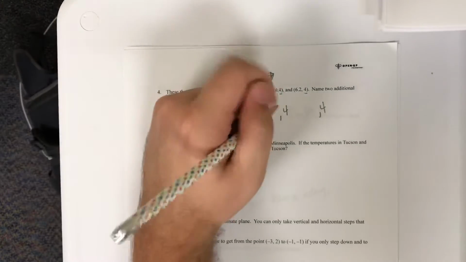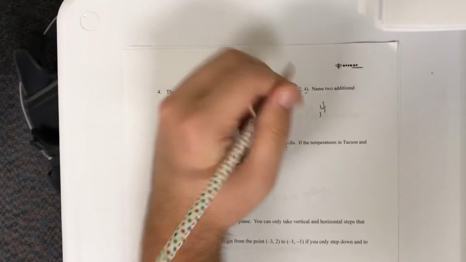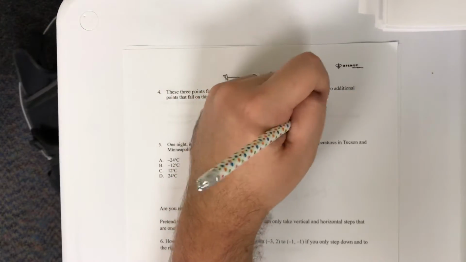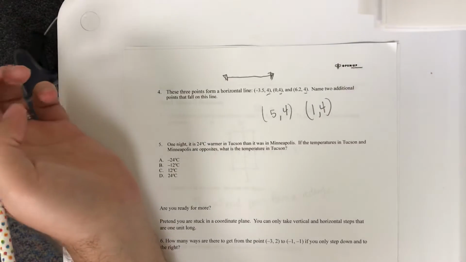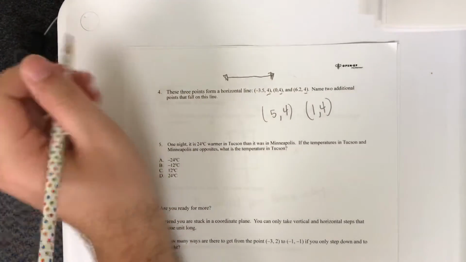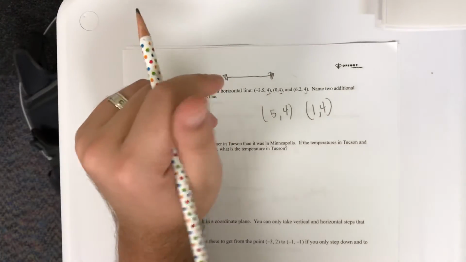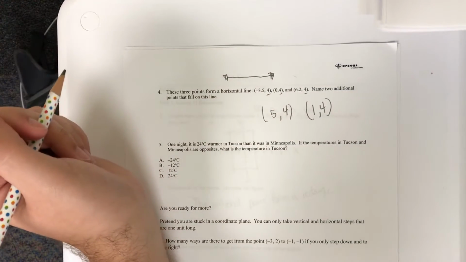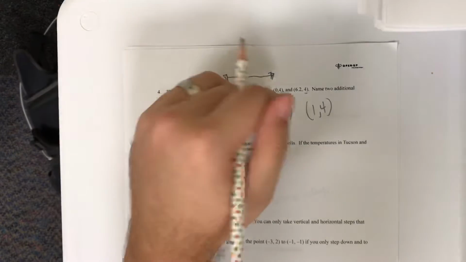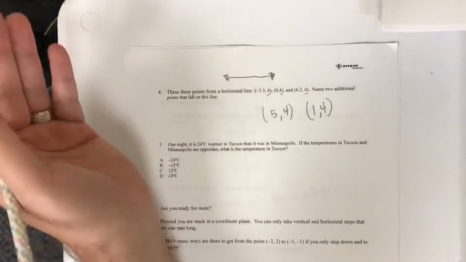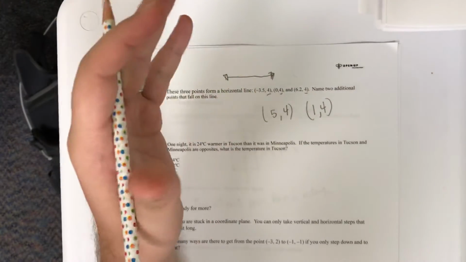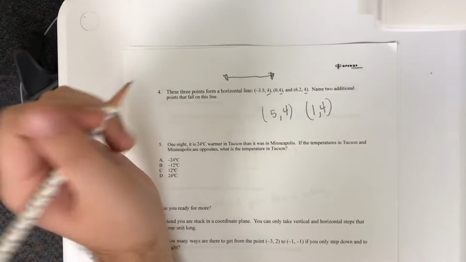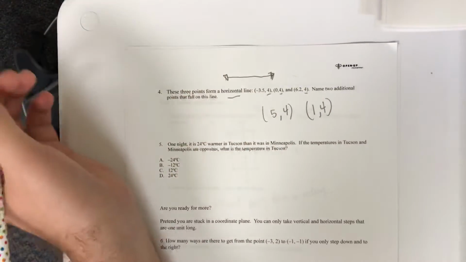So I'm going to give a number like 5, 4, because 5, 4 would still fall on that line. And then I could say 1, 4. Both of those would still fall on that line, because as long as the line is horizontal and it can go on forever, then those points will fall on that line, right? And so that's what we need to understand, is that these would fall on that line, because we don't know how long the line is, but we do know that they have the same y-coordinate for a horizontal line.